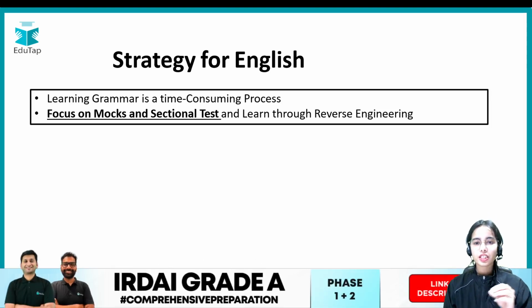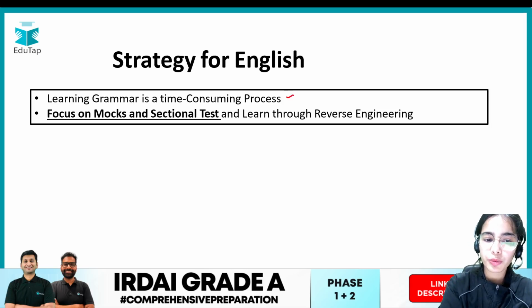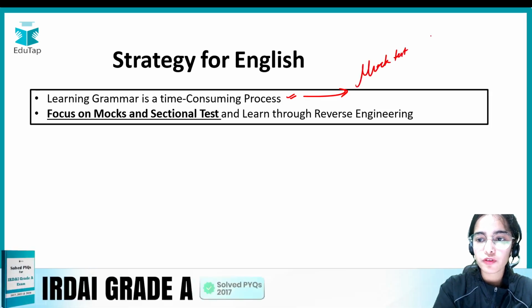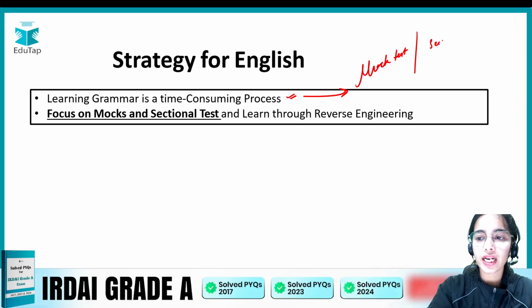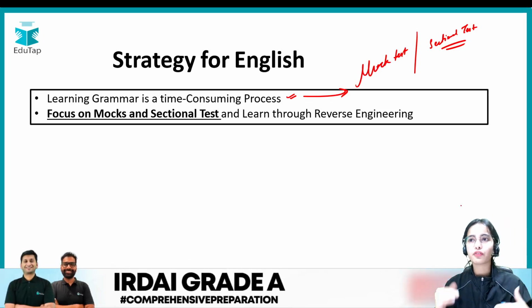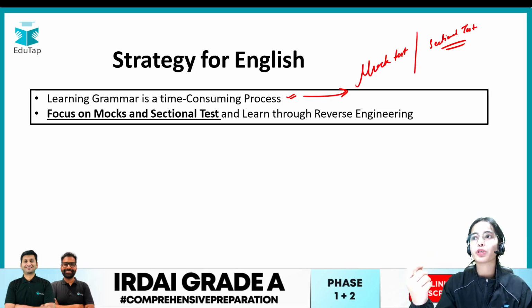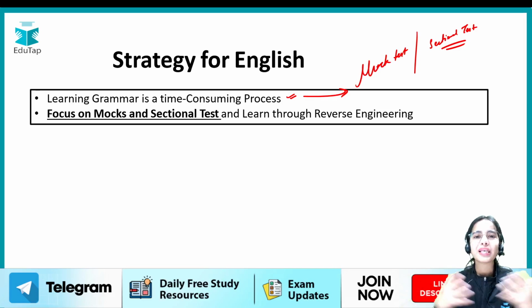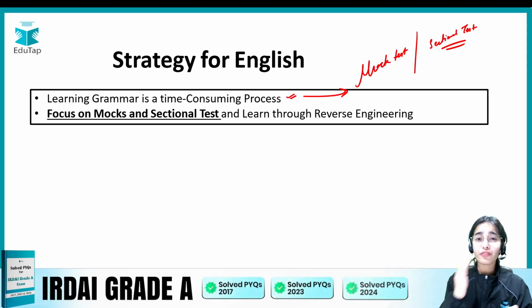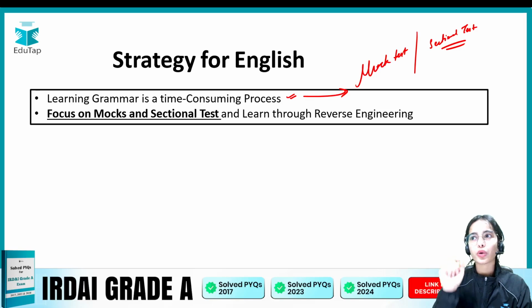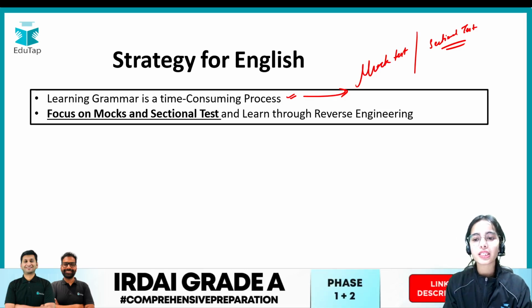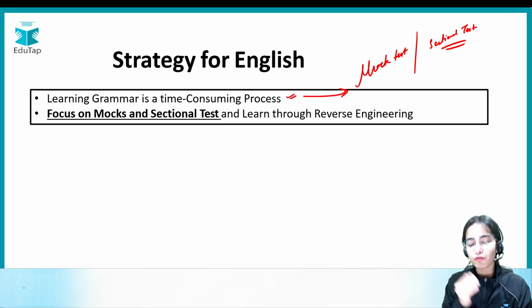English section. Strategy for English: learning grammar is a time consuming process, but I will suggest you first solve the mock test, first solve the sectional test, and you will see which level you are at. If you are able to answer 35 questions correctly, or 38 questions correctly, you will understand that you do not have to go through all the basic concepts in English. But if you are getting very less marks, then you need to get the idea that you are making some mistakes, and you need to have the basic knowledge first. So give the sectional test and the mock test first to understand where you are.